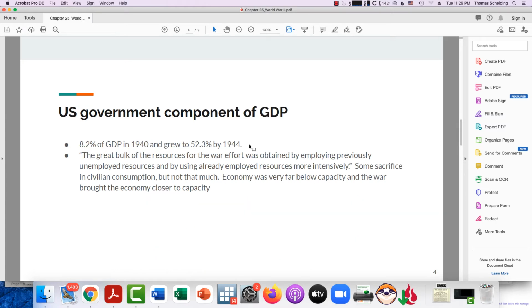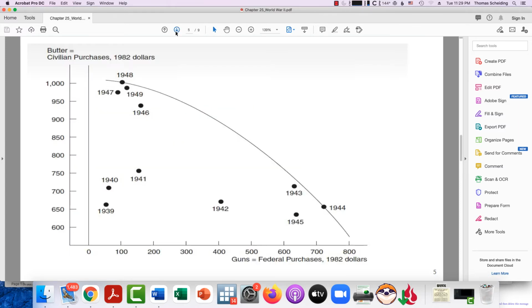What that translated into for the U.S. government involvement in the economy was going from 8.2% of GDP in 1940 for U.S. government purchases of goods and services to over 50%. Everything is being pushed towards war production. And everything has to be used for that.